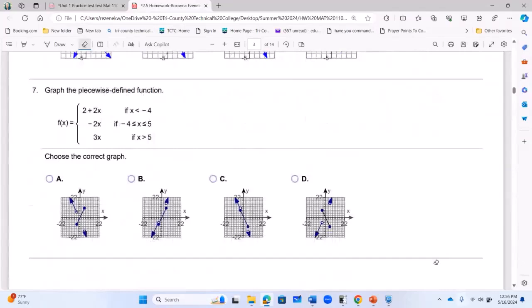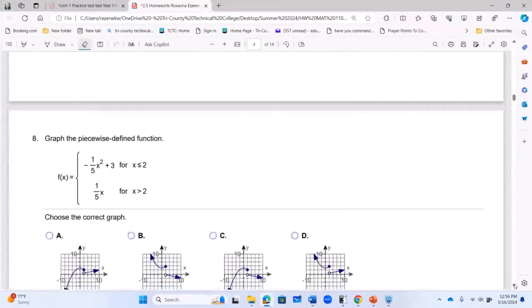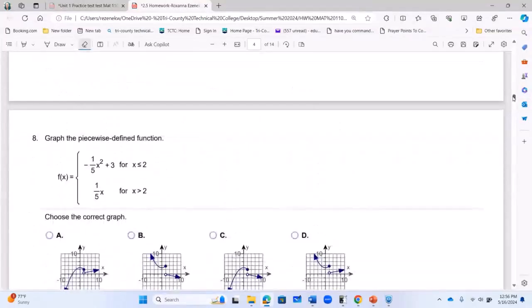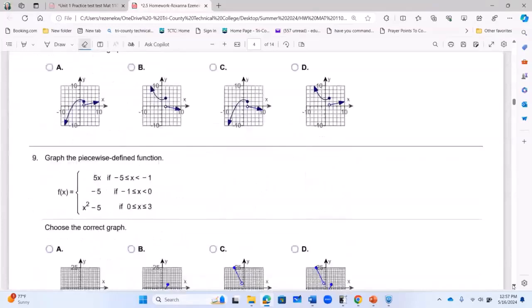Okay, so the next thing we want to do now is go to section 2.5. The most important thing here is to be able to graph a piecewise defined function. It can be a cubic function. It can be a quadratic function. Just know it's not supposed to be linear all the time. Note that this is quadratic. Even if it's quadratic, you just need to obey the conditions at the right.